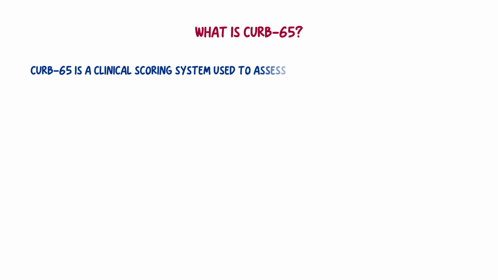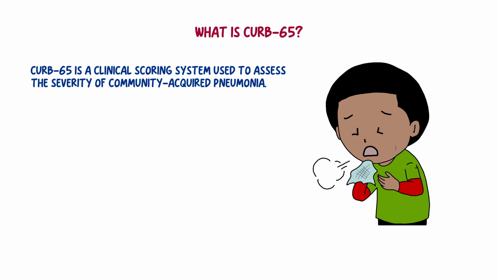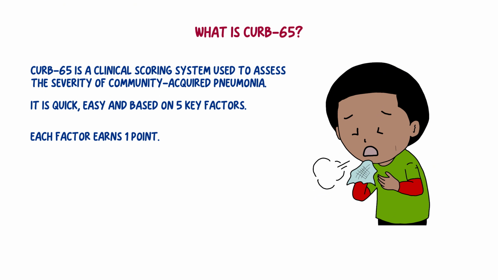CURB-65 is a clinical scoring system used to assess the severity of pneumonia in adult patients and guide treatment decisions. It's quick, easy, and based on 5 key factors. Each factor earns 1 point, leading to a maximum score of 5.